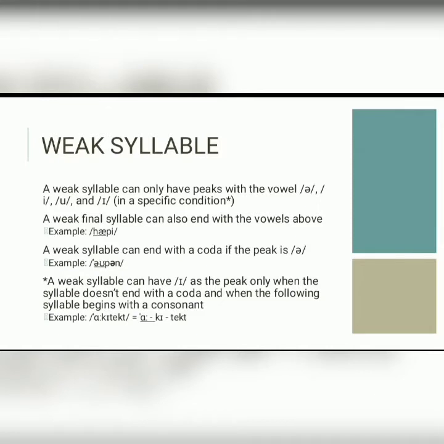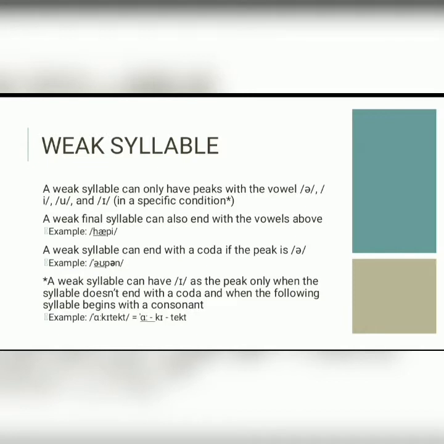A weak final syllable can also end with the vowels above. For example, in the word happy. In this word, p and with e. So we can conclude that py is a weak syllable. A weak syllable can also end with a coda if the peak is schwa.